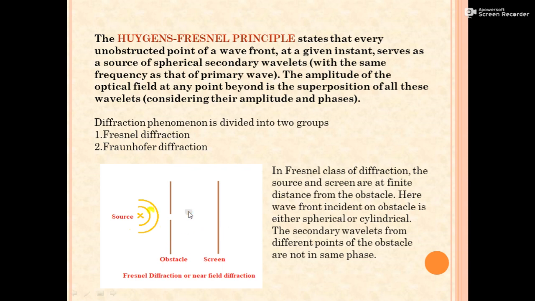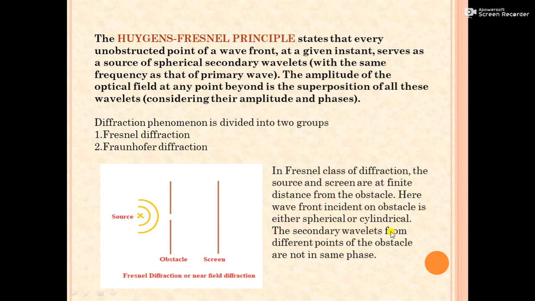This is the schematic of the Fresnel class diffraction. In Fresnel class of diffraction, the screen and the source are at finite distance from the obstacle. This is the source, obstacle, and the screen. All are at finite distances. Actually, the source is at finite distance from the obstacle, and also the screen is at finite distance from the obstacle. Here, the wavefront incident on the obstacle is either spherical or cylindrical.